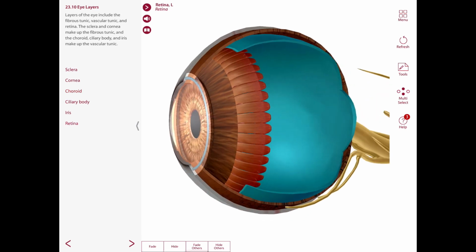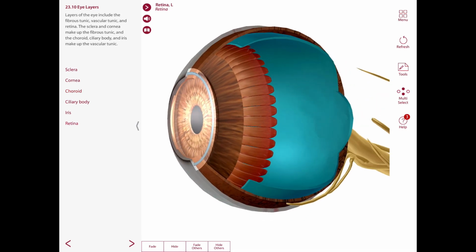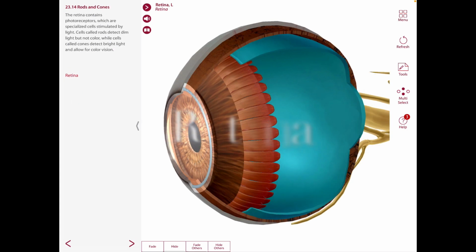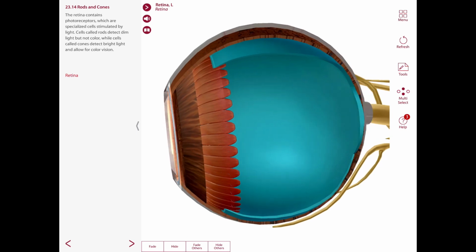Lastly, we got the retina, which is the area where we find the photoreceptors called rods and cones. So the nervous tunic or the retina, it's the innermost layer, and it's on the posterior portion of your eyeball, and it contains the sensory receptors.